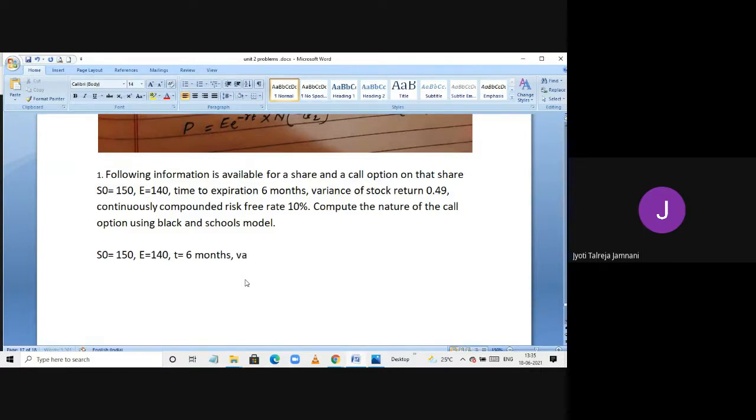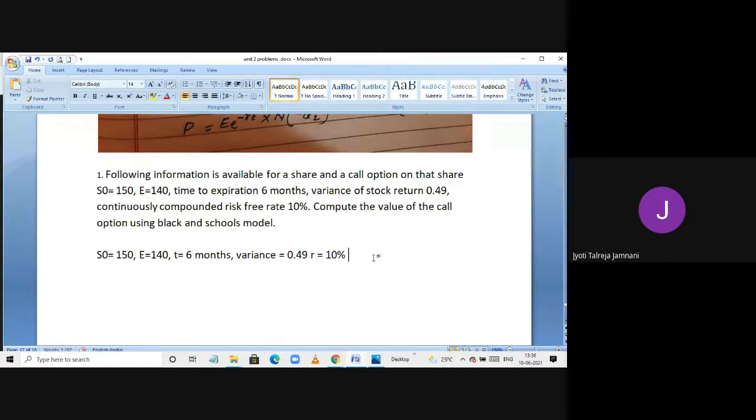So here we have got variance 0.49, continuously compounded rate R is 10%. Compute the value of the call option using the Black and Scholes model.